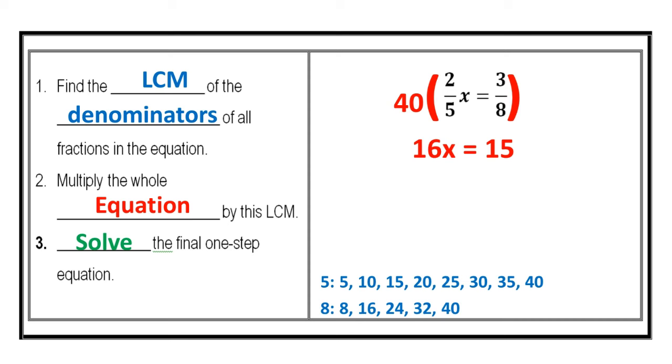What's happening to my variable? I'm multiplying by 16. To undo that operation, I use its inverse. So I'm going to divide by 16 on both sides. If the equation starts with fractions, it needs to end with fractions. So x equals 15/16. Remember, if you substituted that value in, 2/5 times 15 over 16 should simplify down to 3/8.